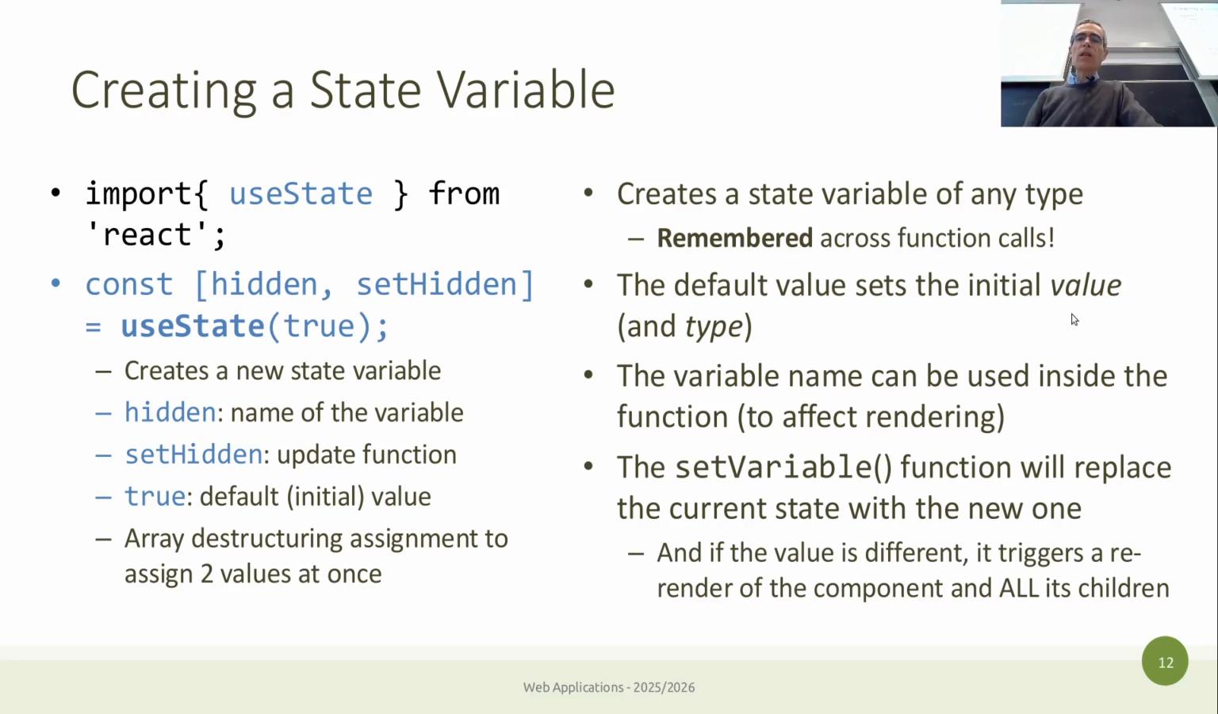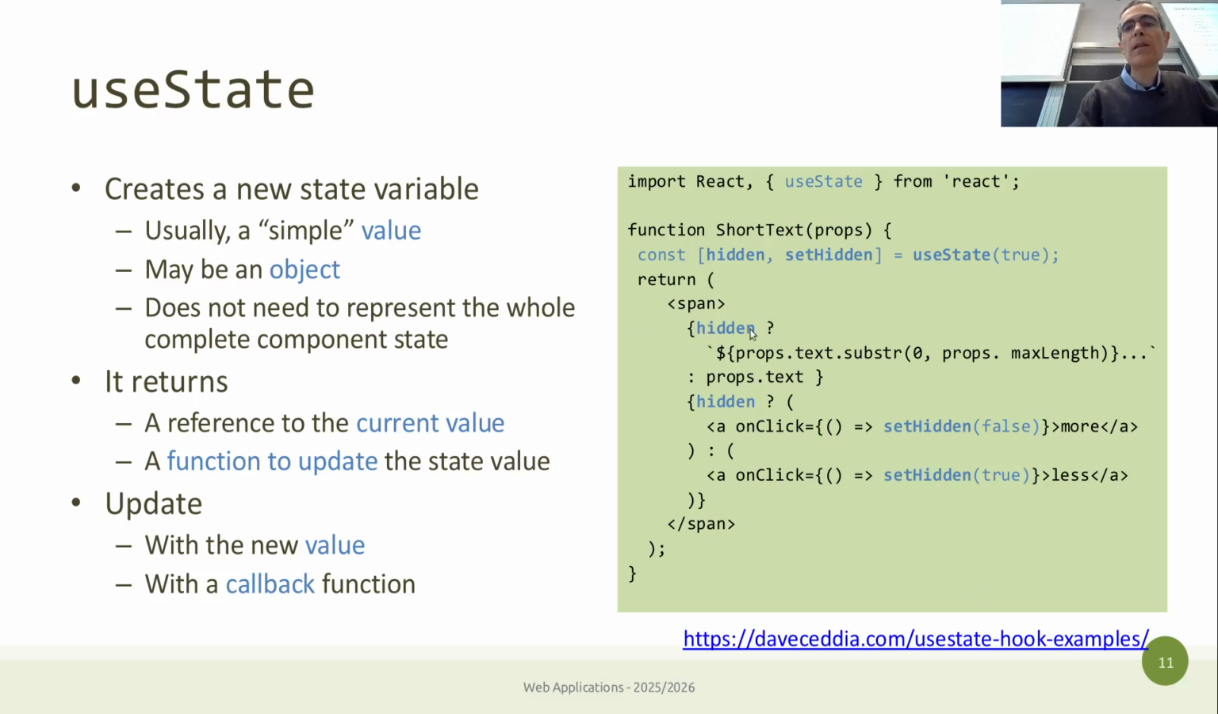The default value sets the initial value and also the type. But type is not so strict, but I invite you to be coherent. If the initial value has some type, use the same type also when you update the state. The variable name can be used inside the function anywhere. It's just a variable of JavaScript. So you cannot assign a new value, but you can use it as you like. As we saw before, we just tested it. Hidden, question mark, so if hidden is true, then, and so on. It can even be passed as props for other components.